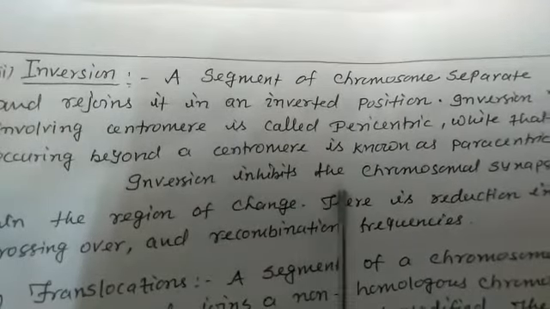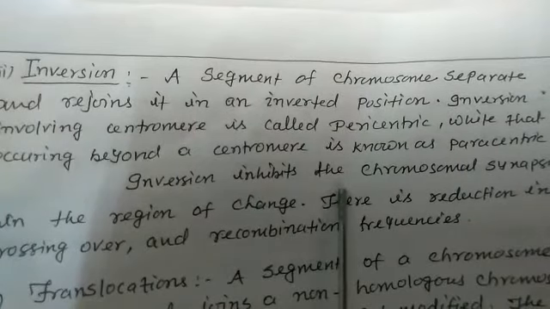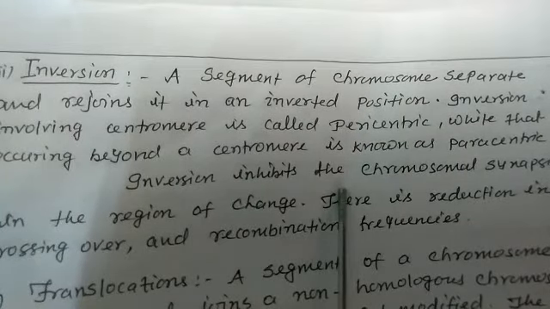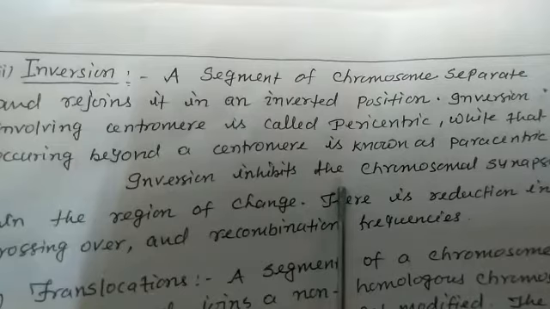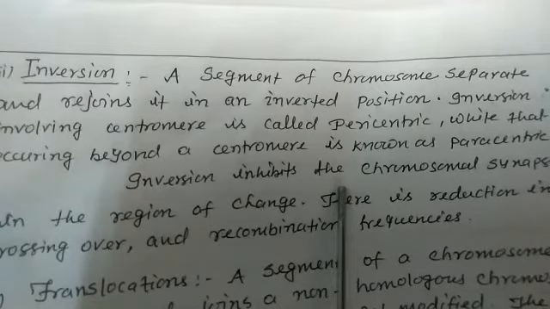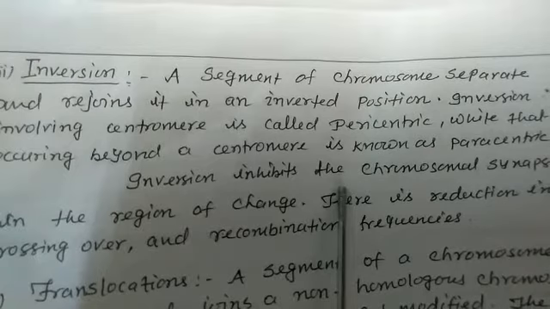Inversion inhibits chromosomal synapsis in the region of change. If there is any change, it may inhibit the formation of crossovers. There is a reduction in crossing over and recombination frequencies. Therefore, inversions are often known as crossover suppressors.